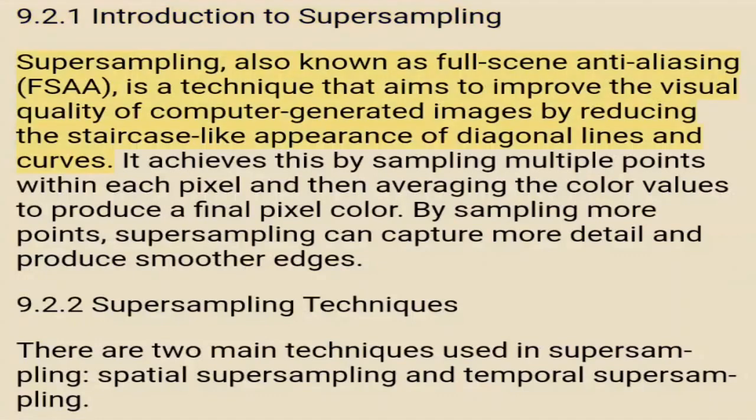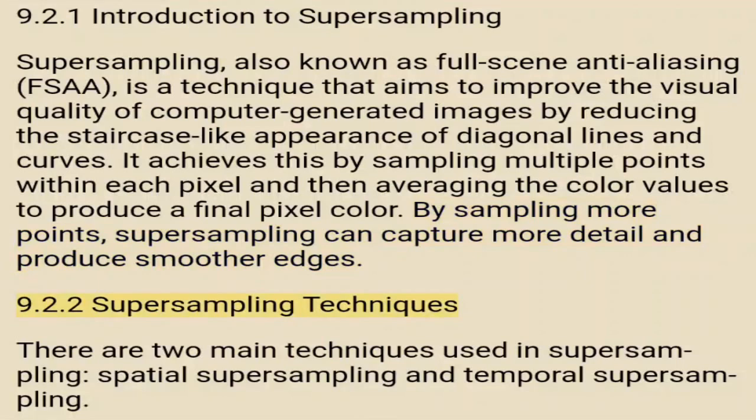9.2.1 Introduction to Supersampling. Supersampling, also known as full scene anti-aliasing, FSAA, is a technique that aims to improve the visual quality of computer-generated images by reducing the staircase-like appearance of diagonal lines and curves. It achieves this by sampling multiple points within each pixel and then averaging the color values to produce a final pixel color. By sampling more points, supersampling can capture more detail and produce smoother edges.